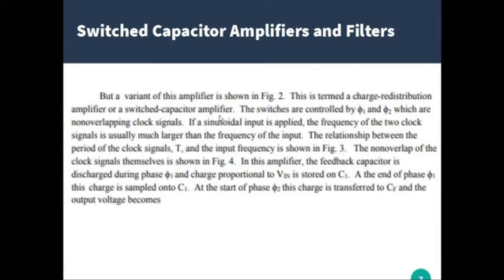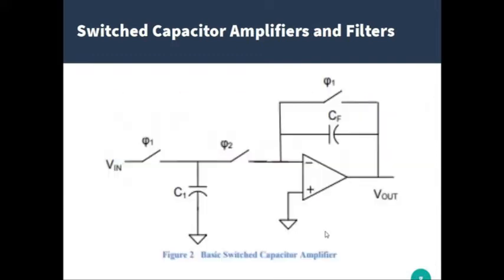So aside from the capacitor used to deliver the gain, they included switches. The switches are controlled by phi sub 1 and phi sub 2, which are non-overlapping clock signals. If a sinusoidal input is applied, the frequency of the two clock signals is usually much larger than the frequency of the input. The relationship between the period of the clock signals T and the input frequency is shown in figure 3. So let's go to figure 3 for now.